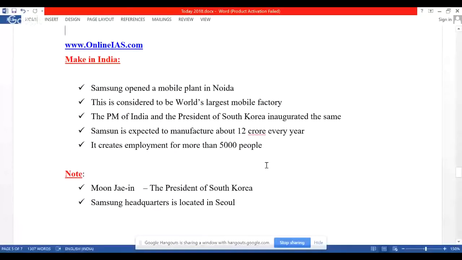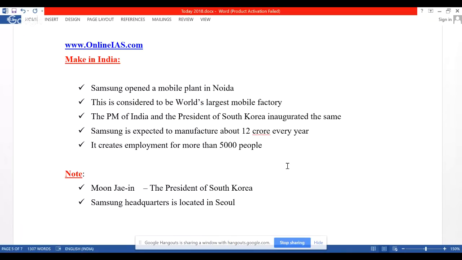So I'm opening the document. Kindly have a look at this. Samsung opened a mobile plant in Noida. This is considered to be the world's largest mobile factory. The Prime Minister of India and the President of South Korea inaugurated the same. Samsung is expected to manufacture about 12 crore mobiles every year. And this is going to create employment opportunities for more than 5,000 people, right?